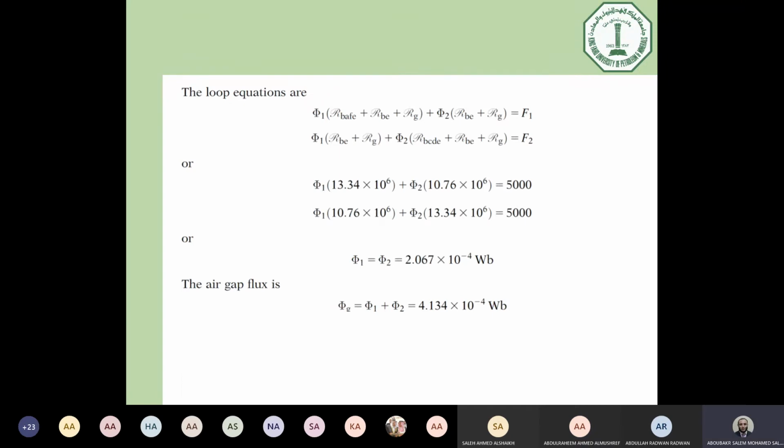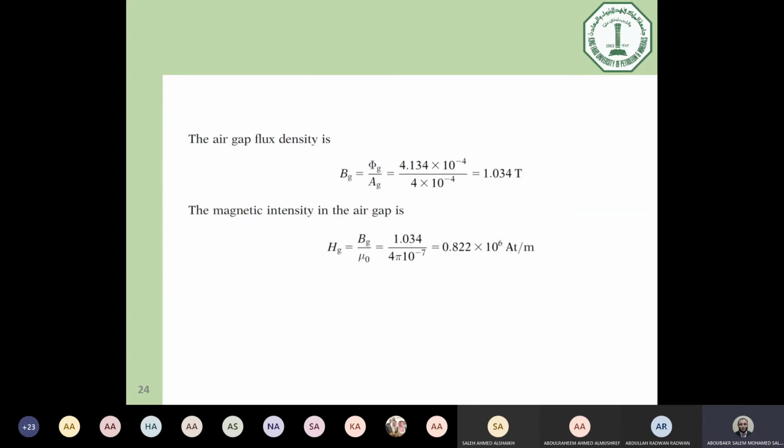So we got the value of flux in the air gap, and now we need to calculate the flux density. Of course, it's nothing but dividing the flux by the cross-section area, which is 4 centimeters, and we could find that B equals 1.034 Tesla. The magnetic field intensity in the air gap, we can get it by dividing B air gap by mu node, which is 4 pi multiplied by 10 to the power minus 7. So this is now the amount of field intensity needed in the air gap.